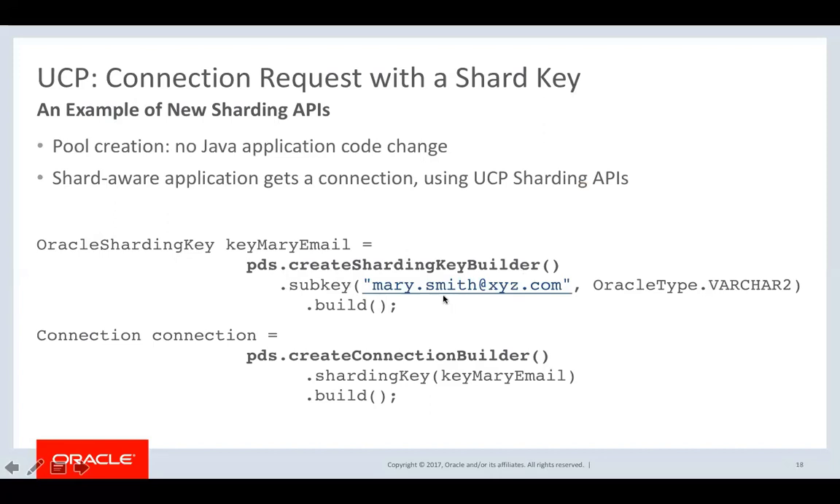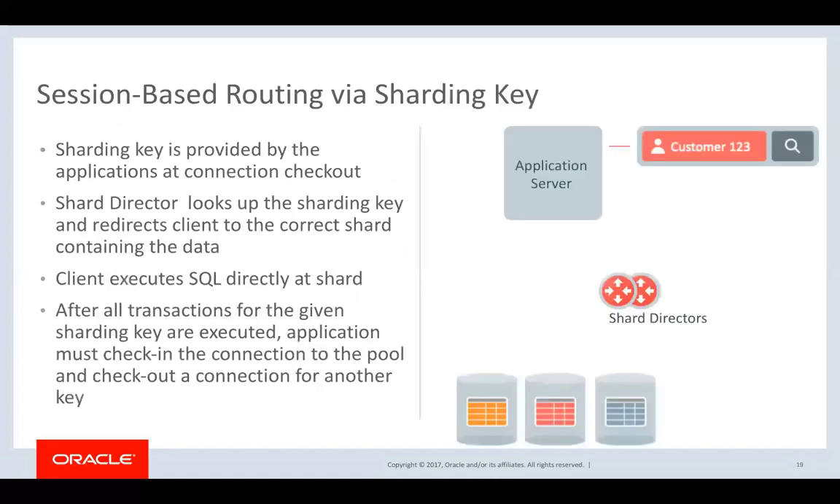In this case, my key is Mary.Smith and her email. And then I check out a connection from the connection pool using the create connection builder. So these are the two calls that I would make to get connected to a shard for this particular key, right? So that's a change that you would do from the application side. So now how does routing happen?